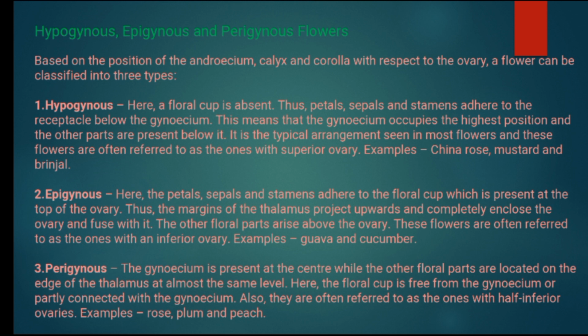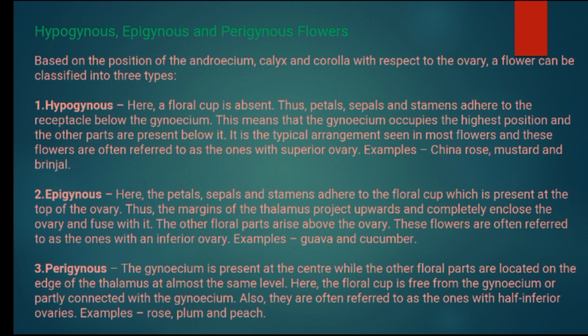Means in the flower, the ovary may be present above the other floral whorls, that may be calyx, corolla, androecium, and some flowers have the gynoecium at the bottom with all the floral whorls present above the ovary, and some flowers show a half position of the gynoecium, which is present at the center of the other floral whorls, that is the calyx, corolla and androecium. So the first position of the gynoecium in the flower is the hypogynous condition.